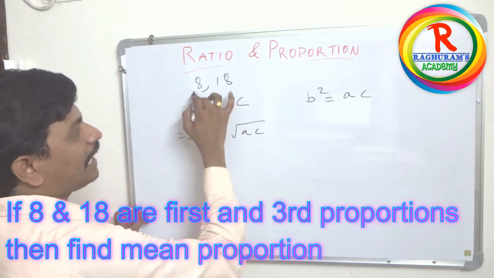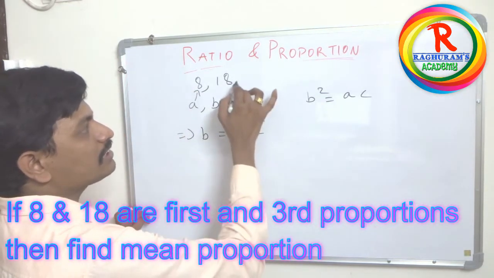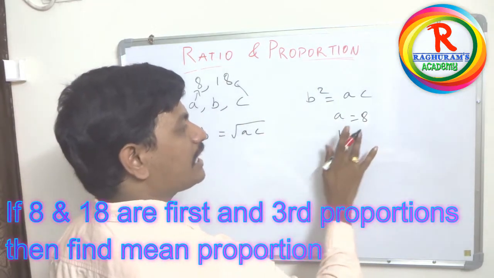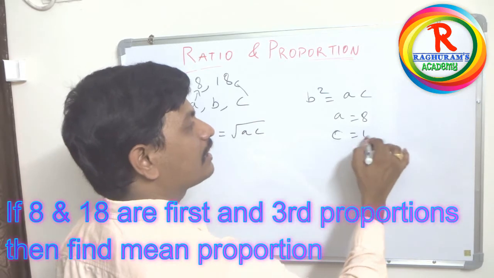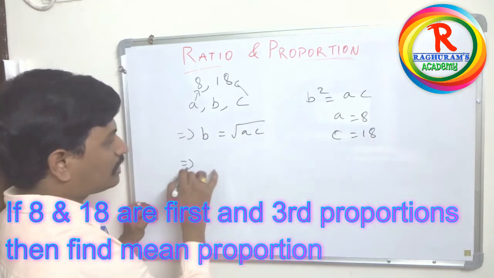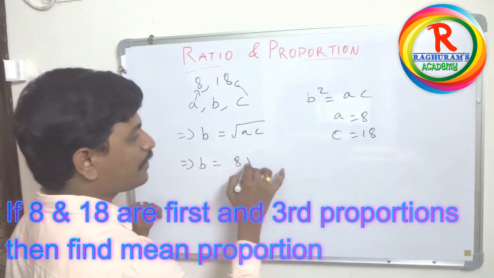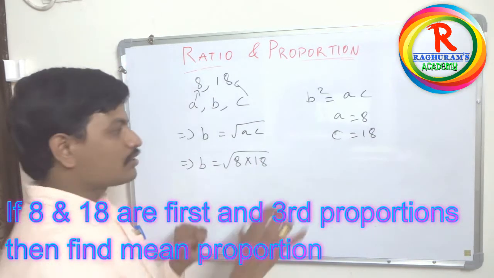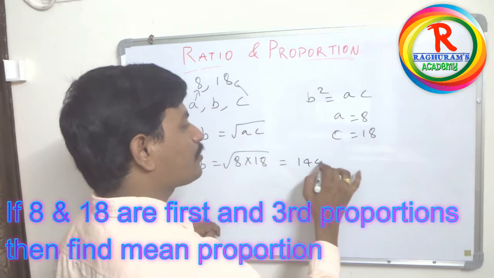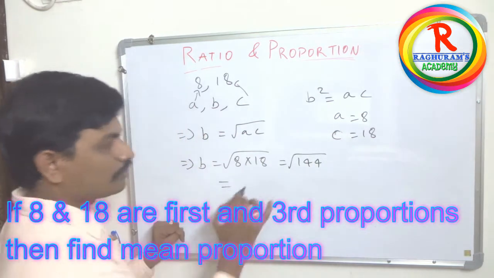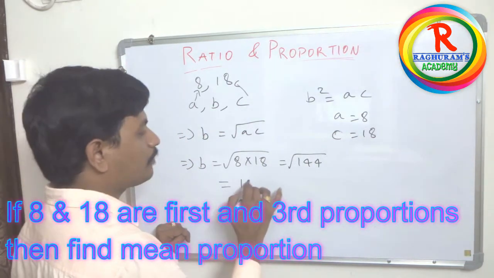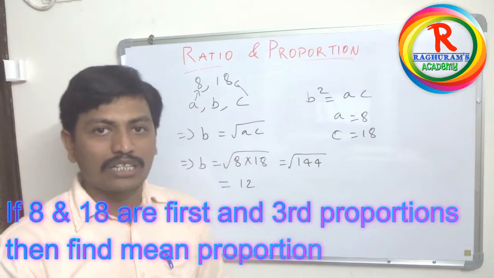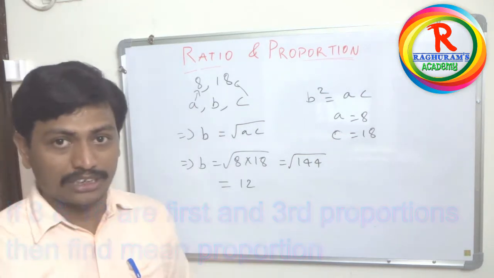Here A is 8, B we don't know, and C, the third one, is 18. So B is equals to square root of 8 into 18. 8 into 18 is 144, so the square root of 144. What's the square root of 144? Nothing but 12. So the mean proportion is 12. B is called the mean proportion.